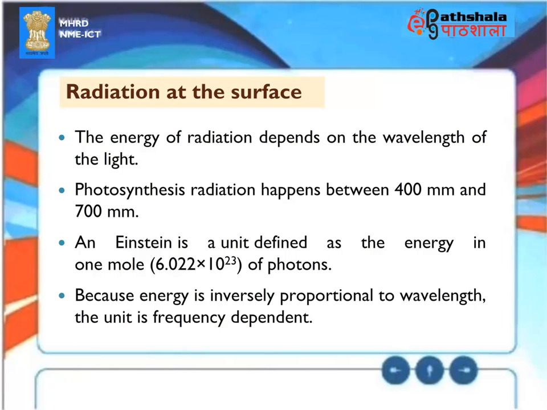The energy of radiation depends on the wavelength of the light. Photosynthesis radiation happens between 400 millimeters and 700 millimeters. An Einstein is a unit defined as the energy in 1 mole, 6.022 × 10^23, of photons. Because energy is inversely proportional to wavelength, the unit is frequency dependent.